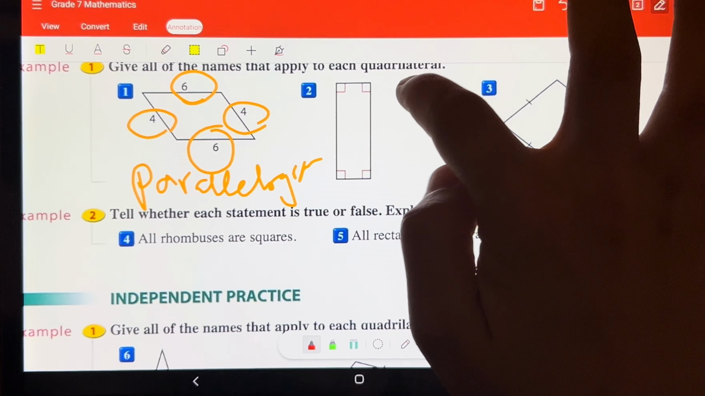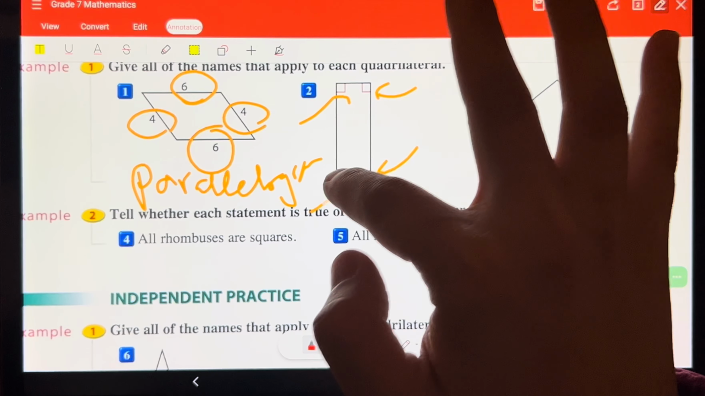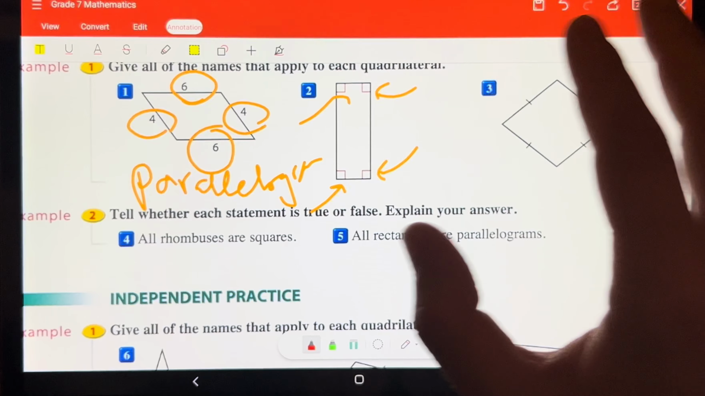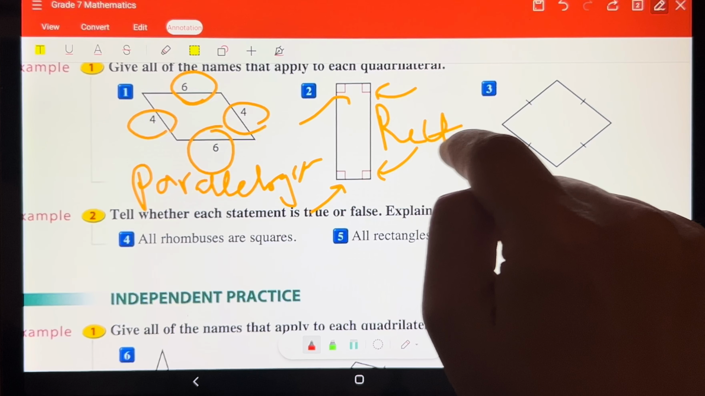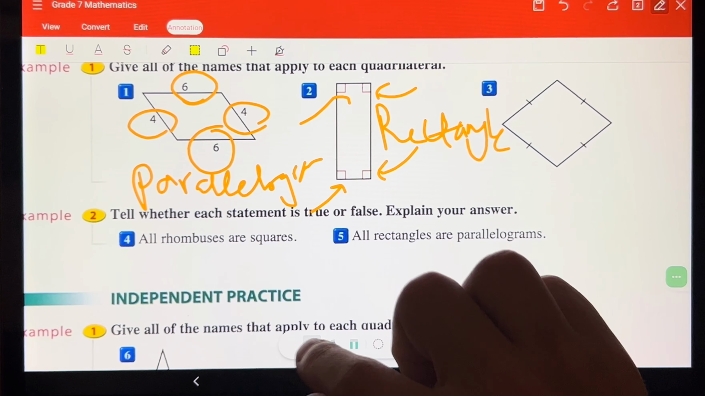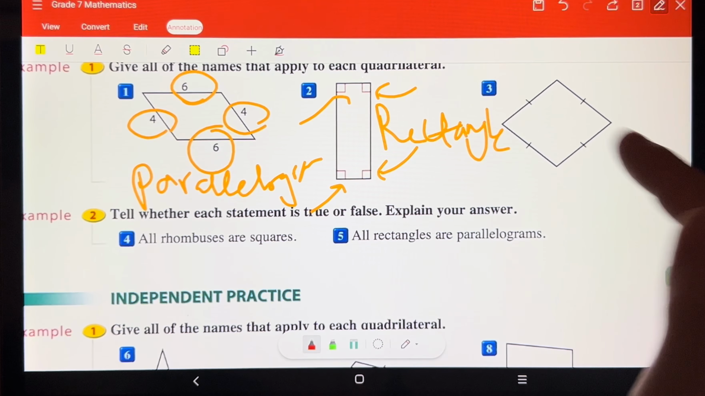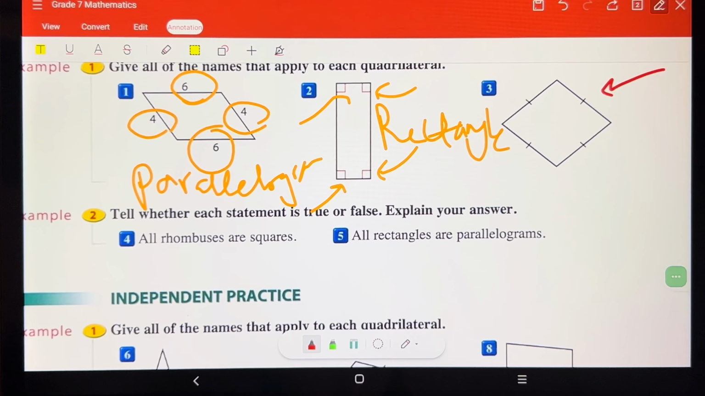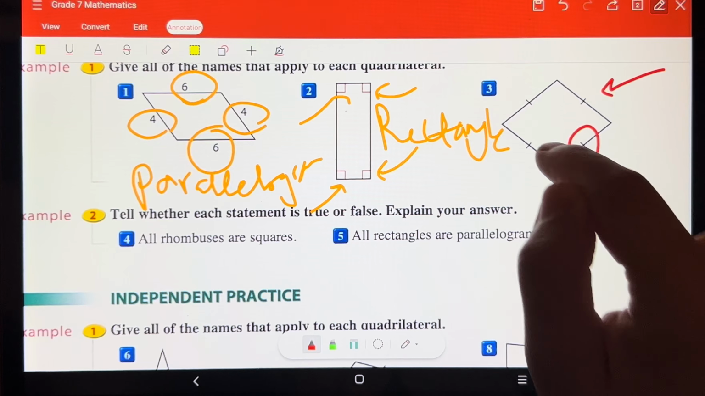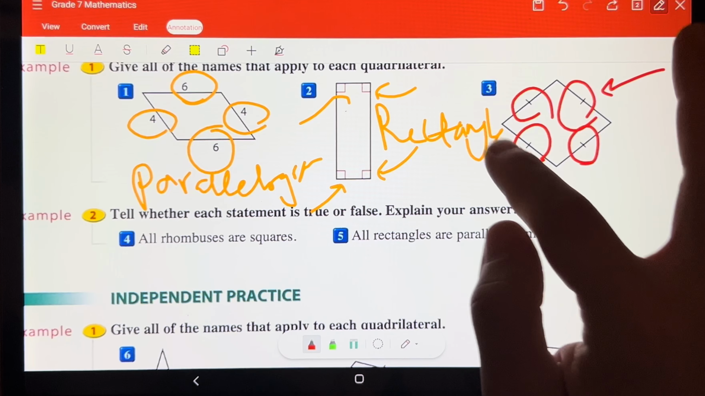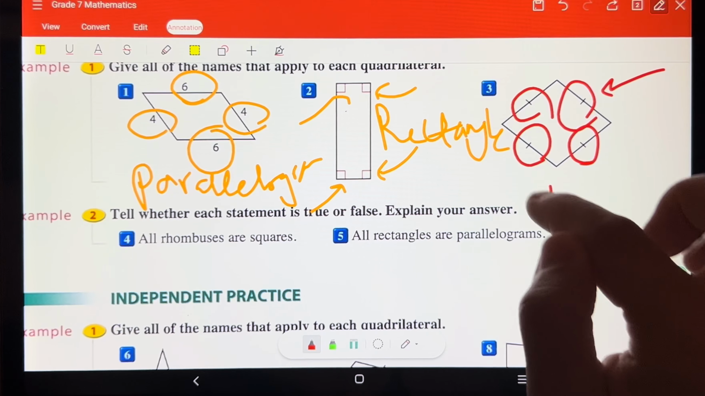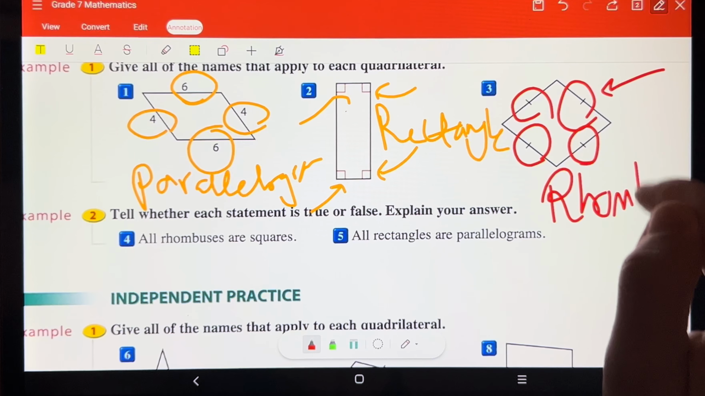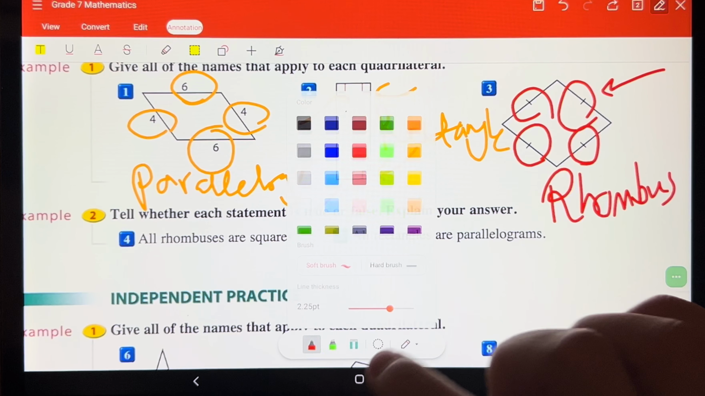For the second question, I've got 4 right angles only, and the sides are not equal to each other. They're not congruent. So I call this a rectangle. A rectangle. And for the last one, it looks like something sweet and delicious. It's a baklava. So in math, what do I call it? All the sides are congruent to each other, and the angles, they are not 90 degrees. So I call this a rhombus. A rhombus.